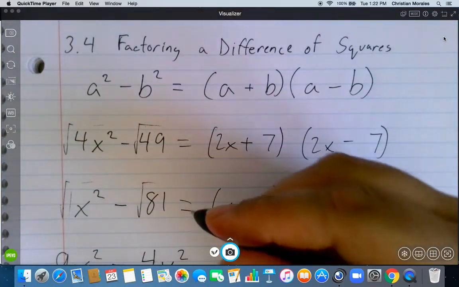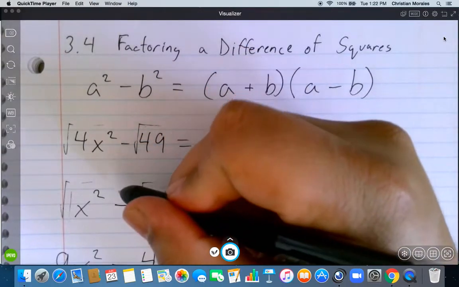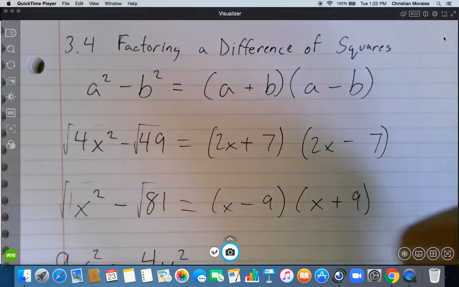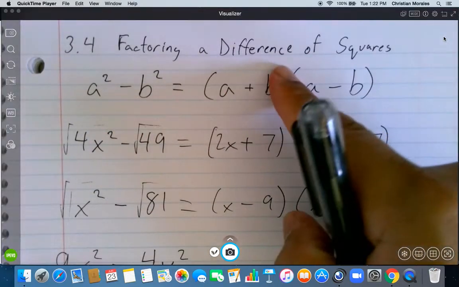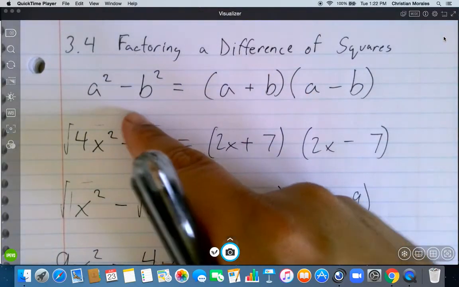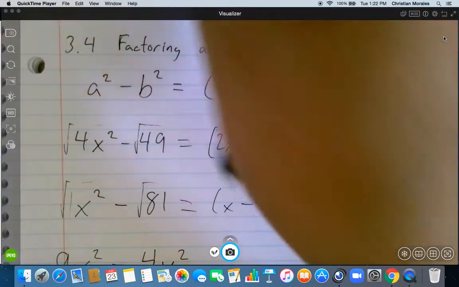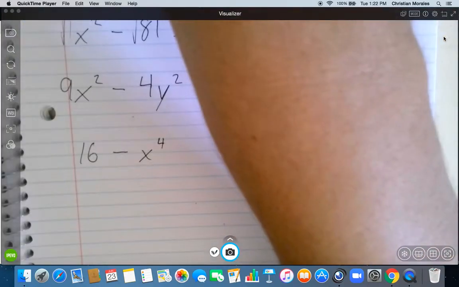Now, if these had plus signs, if this was a plus sign and this was a plus sign, you couldn't do this. This only works when they're subtracting. That's why it has the word difference. This is a difference, a subtraction of two squares, okay? Okay, two more examples and then we're done, basically.